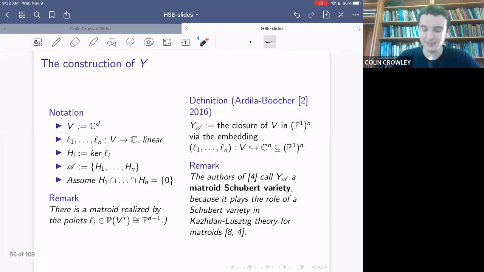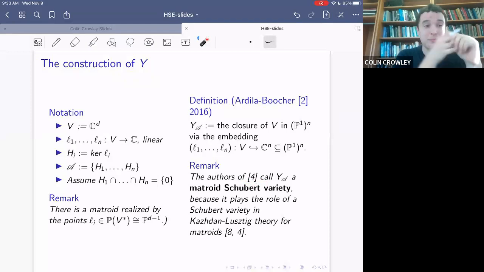And let me remark a little bit about the name. You may ask, what does this have to do with Schubert varieties? Directly, the authors of reference 4, a paper that proves one of these cohomology theories, the one that goes with Y, like to call this a Matroid Schubert variety because another part of this story is that there is a Kazhdan-Lusztig theory for matroids. And in this Kazhdan-Lusztig theory for matroids, Y plays the role that a Schubert variety would play in Kazhdan-Lusztig theory.